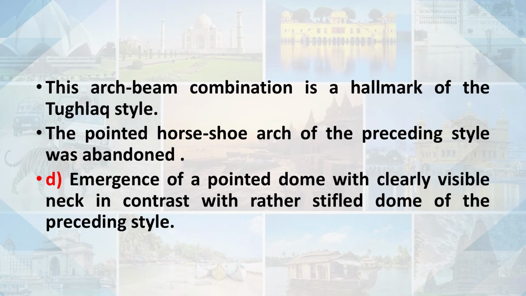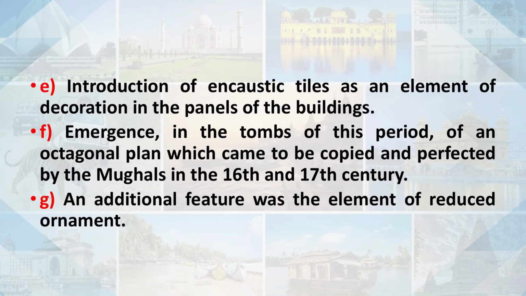Emergence of a pointed dome with clearly visible neck, in contrast with the rather stifled dome of the preceding style. Introduction of encaustic tiles as an element of decoration in the panels of the buildings. Emergence in the tombs of this period of an octagonal plan, which came to be copied and perfected by the Mughals in the 16th and 17th century. An additional feature was the element of reduced ornament.